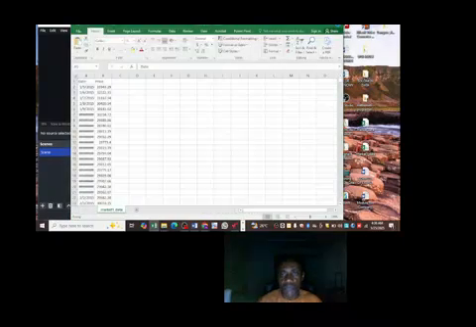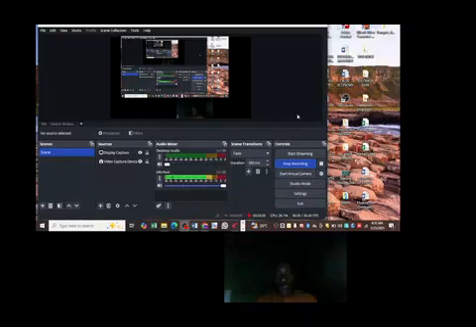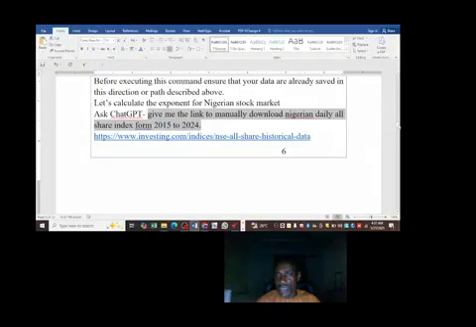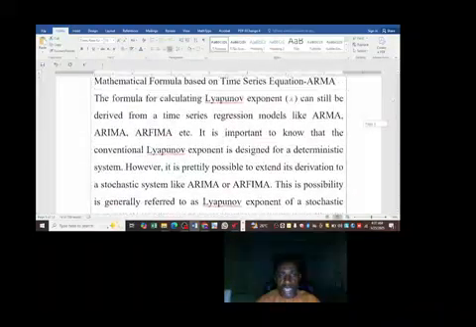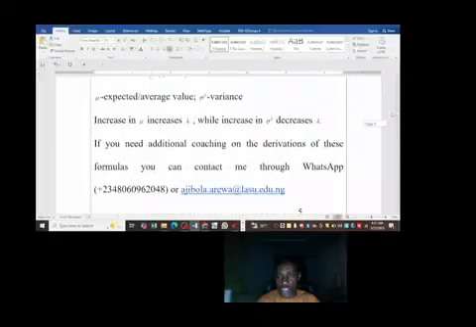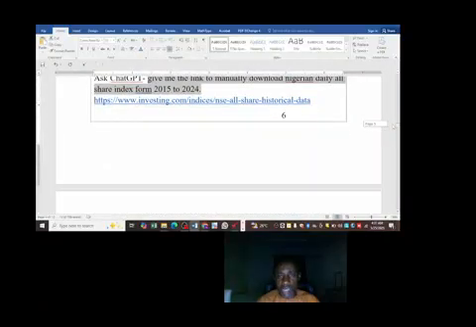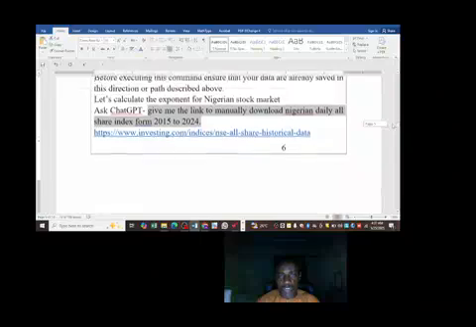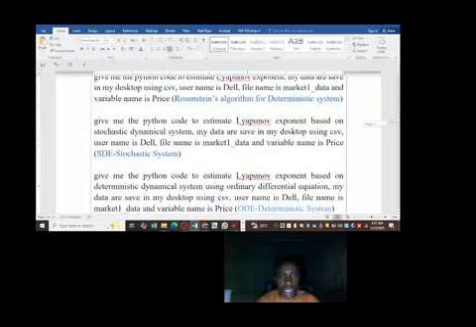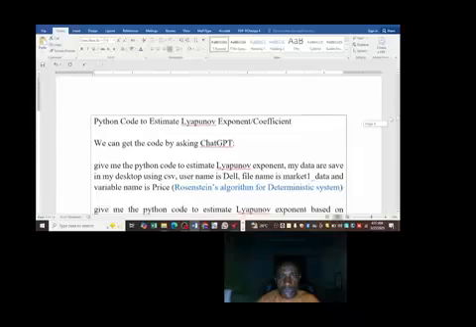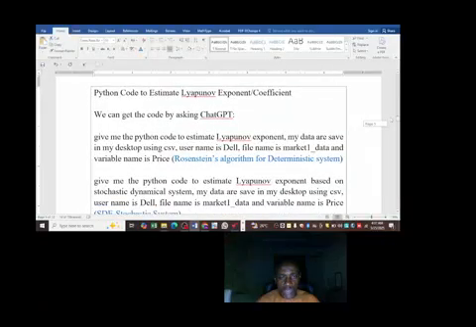So if that is done, that means that your data is right now in desktop, and your username is Dell. Because I'm using Dell, yours could be HP. It depends on the Windows you are using, or on the laptop you are using. I'm using Dell. Now, having done that, you have your data in desktop saved using CSV.